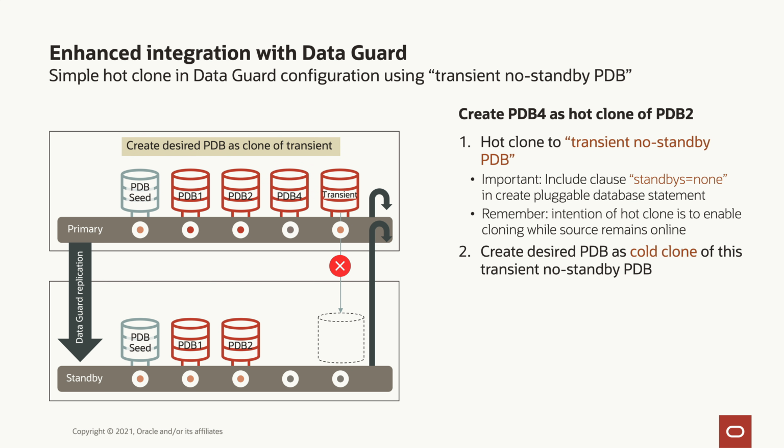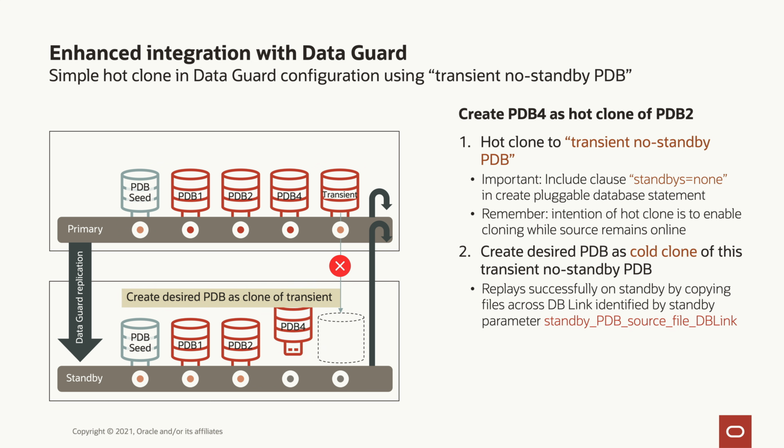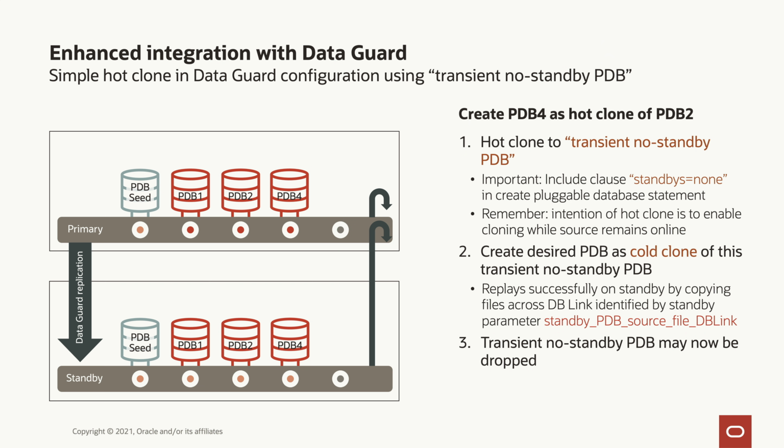Next, we create the desired PDB, PDB4, as a local cold clone of the transient no standbys PDB. This replays successfully on the standby by copying the PDB's data files across the database link identified by the parameter standby PDB source file DB link. The transient no standby PDB may now be dropped. As you see, we can use this same simple procedure employing the transient no standby PDB technique for provisioning operations in environments protected with DataGuard.